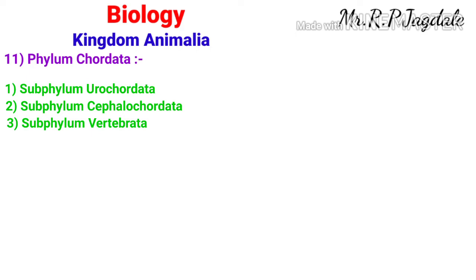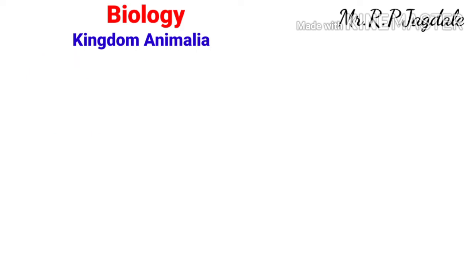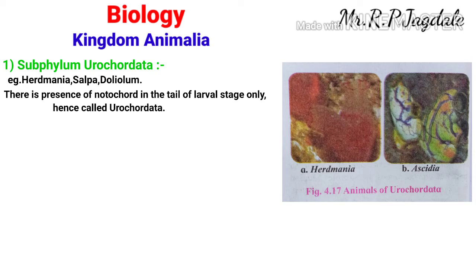Why is the phylum Chordata divided into three subphylums? There is a presence of notochord, but in which life stage the notochord is present, or how the notochord is present, according to that there are three subphylums. The subphylum Urochordata is the one with animals in which there is a presence of notochord in the tail of the larval stage only. That means the animals included under the Urochordata have the notochord only in the tail region of the larval stage. That's why these are called Urochordata.